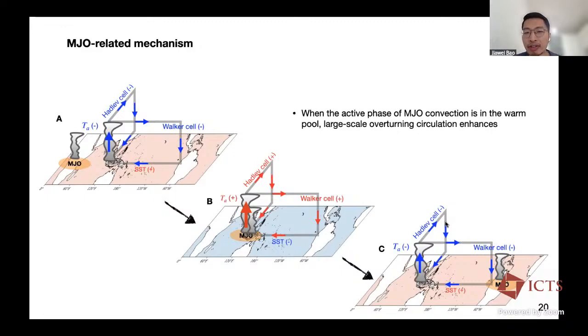So the idea is that when the active phase of the MJO is in the warm pool, it will lead to enhanced tropics-wide circulation response, which also leads to the other variables oscillating. So that is the MJO-related mechanism. But we also know that MJO is not essential.